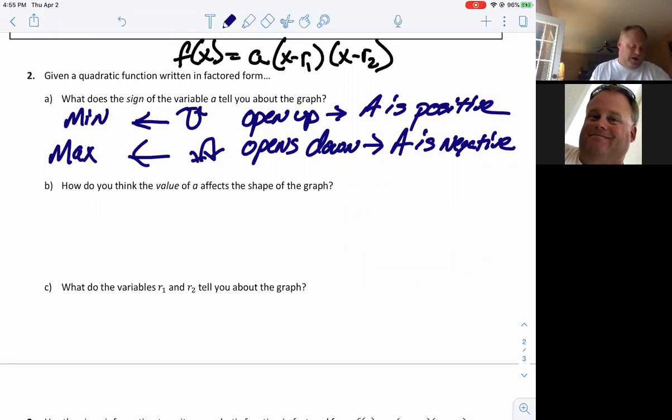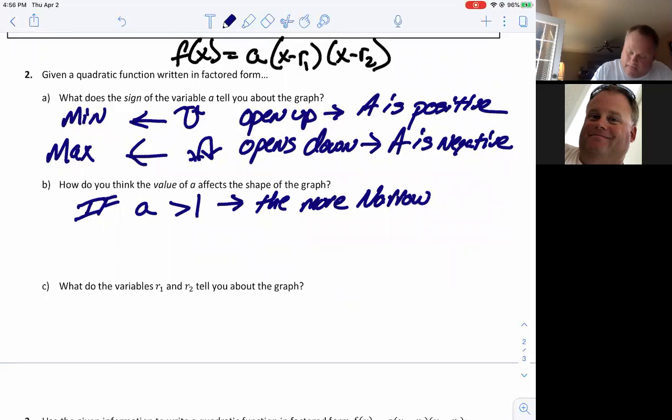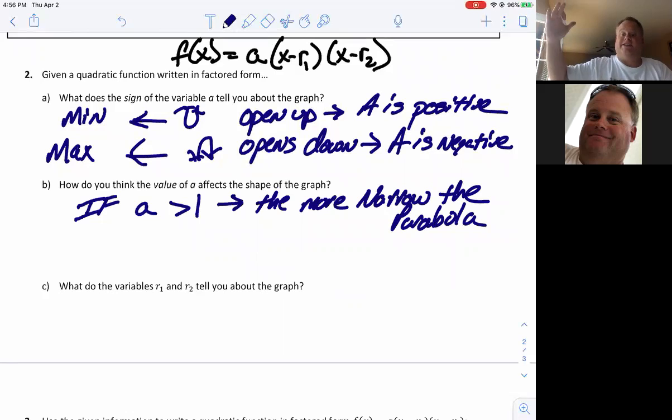And here's what it is. Ready? If A is greater than 1, the more narrow the parabola. Okay, so the bigger the value gets, and it doesn't matter negative or not, right? The negative doesn't tell you anything about that. It's not that -3 is wider, wider, wider, right? The negative or a positive doesn't have any bearing on how wide. It's the actual number. So if it's 10, it's going to be so much more narrow than 1 is. 1's pretty standard. If it's a half, it's going to be really wide.